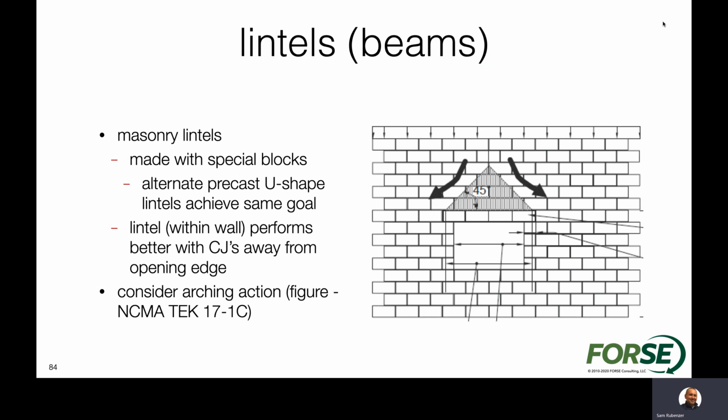Other things that we have for lintels: NCMA gives a nice tech guide to looking at arching action for masonry lintels. If you can envision how that works, it's really going to be allowing the wall to work in addition to just the lintel. So the lintel is really only picking up some of the localized load, and then the wall spans the opening, if we have a lot of arching that we can achieve with the wall.